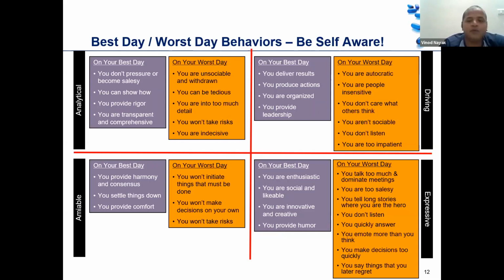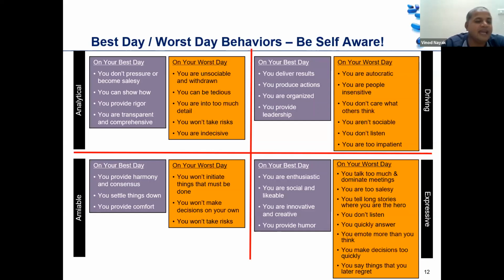On their worst day, they talk too much and try to dominate meetings a lot. They talk about long stories instead of sticking to the point. And they don't listen to what you say. They don't answer. Their emotions flow from their body more quickly than you think. They are short-tempered, and they say things and later regret it.